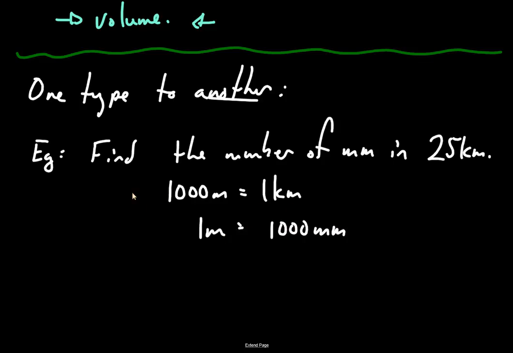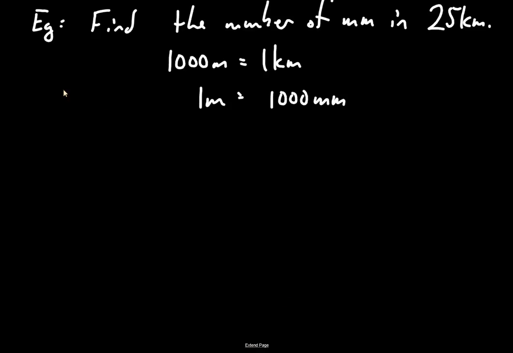You can essentially make what are called conversion factors. So this would be one conversion factor, and this would be the other conversion factor. Now you might be able to do this directly, depending on your skill with the metric system, but if not, then you go through your conversion factors.